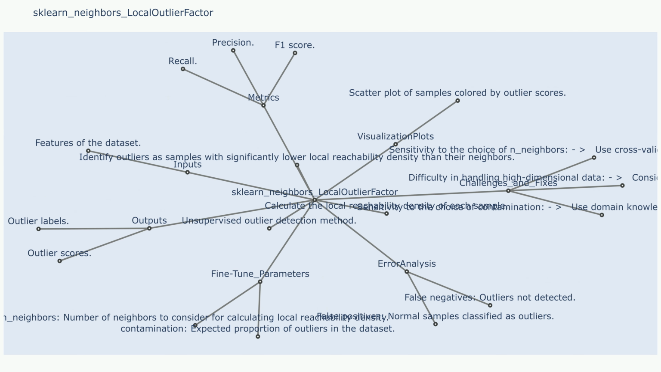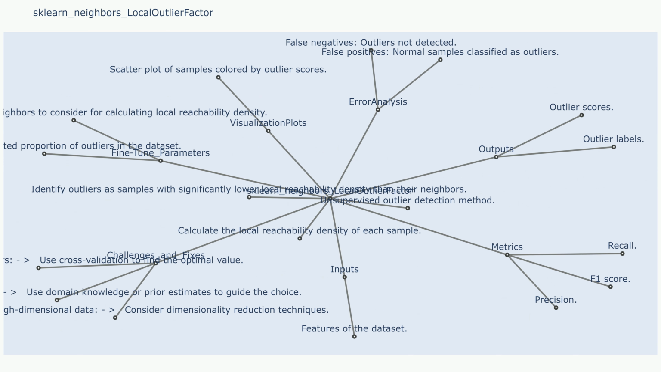Inputs. X: a 2D array of shape n_samples, n_features, representing the input dataset where each row is a data point and each column is a feature. n_neighbors: an integer representing the number of nearest neighbors to consider for each data point. It influences the size of the local neighborhood used for density estimation.